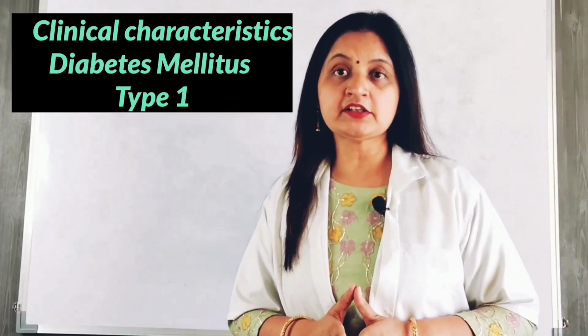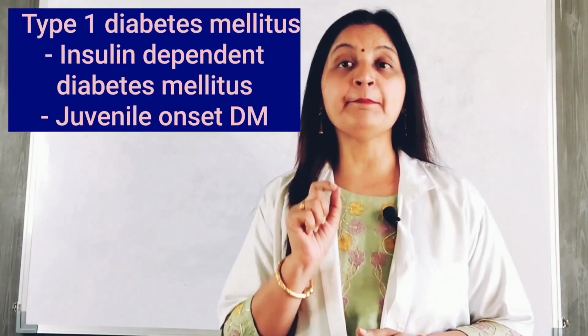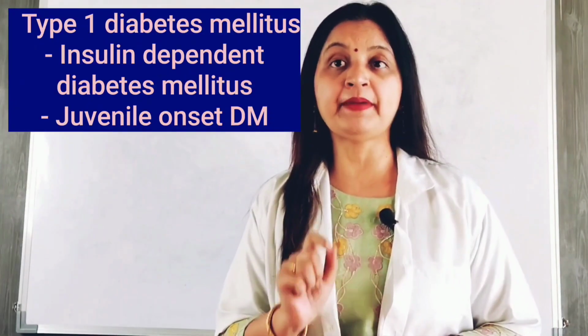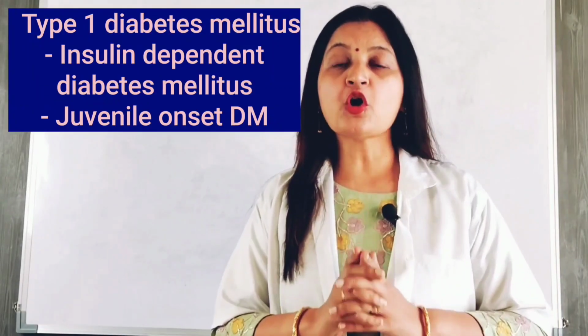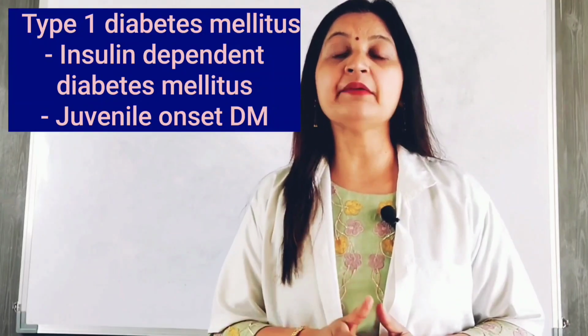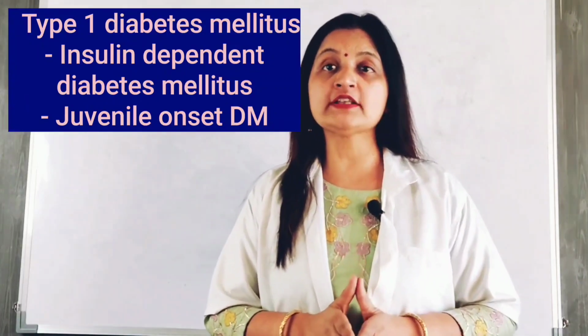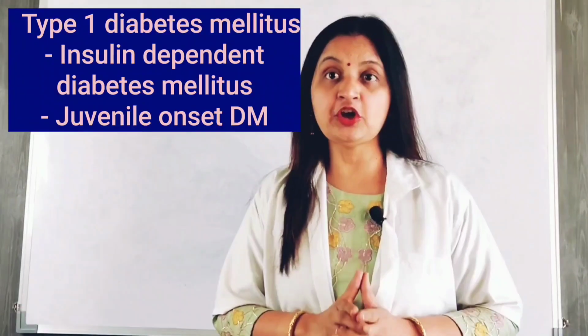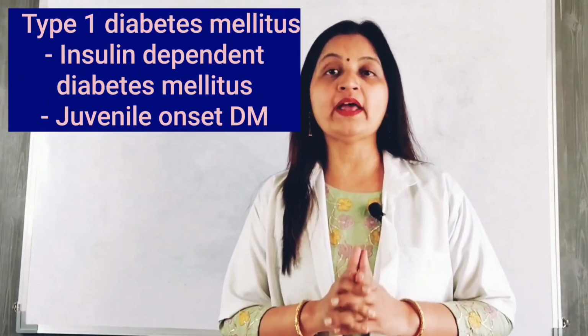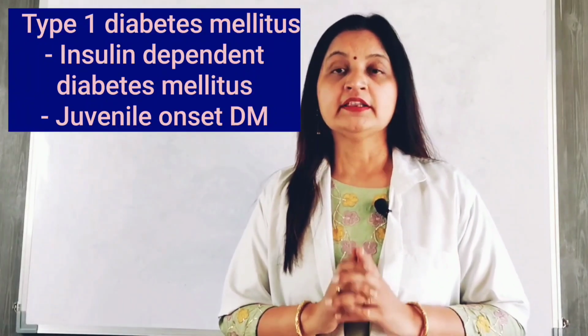Type 1 diabetes mellitus is also known as insulin dependent diabetes mellitus because there is complete beta cell deficiency and the patients are dependent on insulin for treatment. It is also known as juvenile onset diabetes mellitus because the age of onset is early. It occurs in younger individuals less than 30 years of age and peaks at 12 to 16 years of age. Therefore, it starts early and is known as juvenile onset diabetes mellitus.